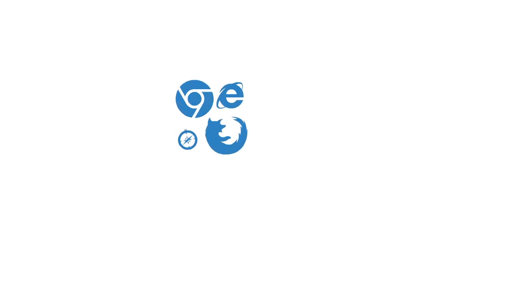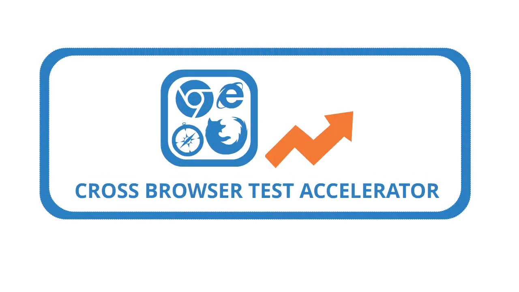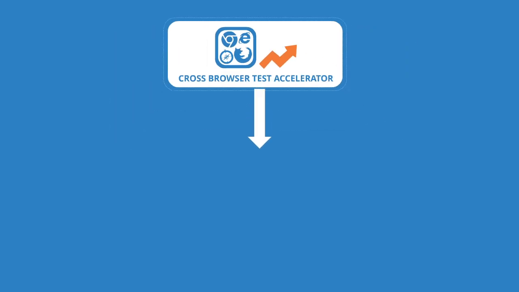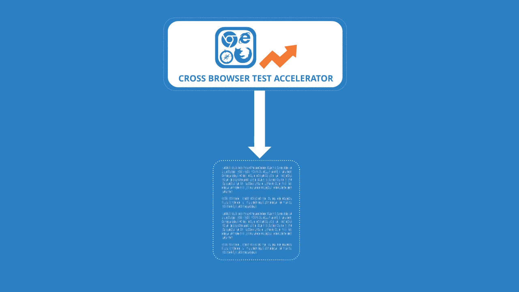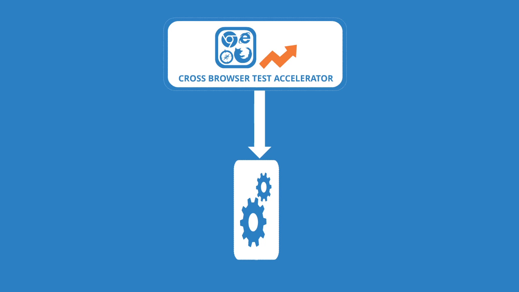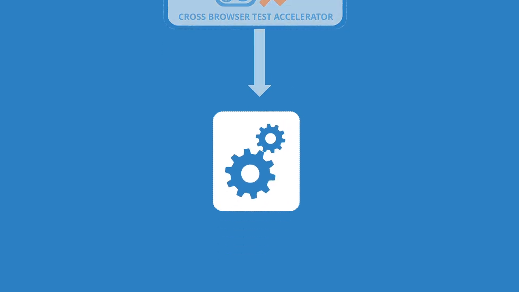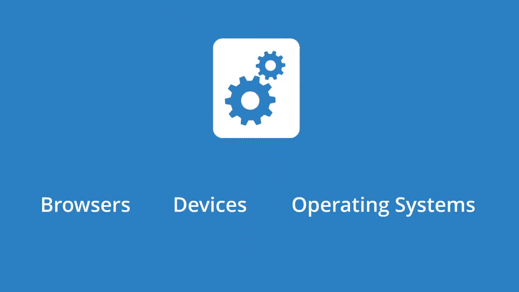Introducing Gallop's Cross-Browser Test Accelerator. The Cross-Browser Test Accelerator allows you to write a one-time test automation Selenium script that can be run multiple times for testing the application on a wide range of browsers, devices, and operating systems.